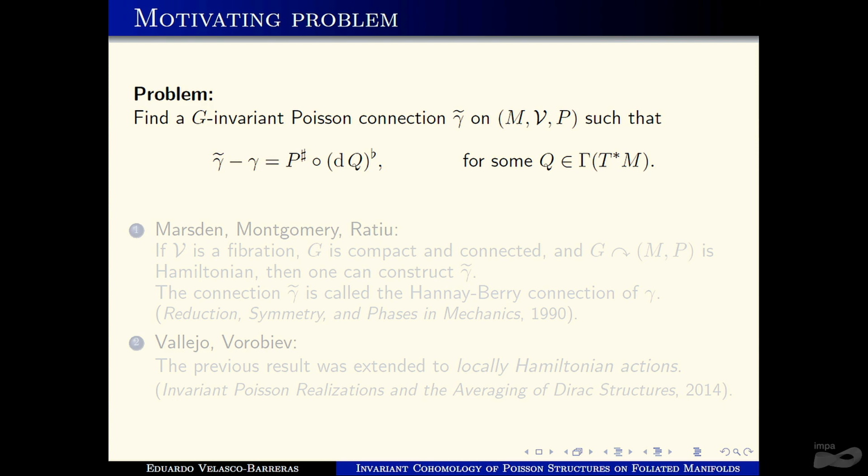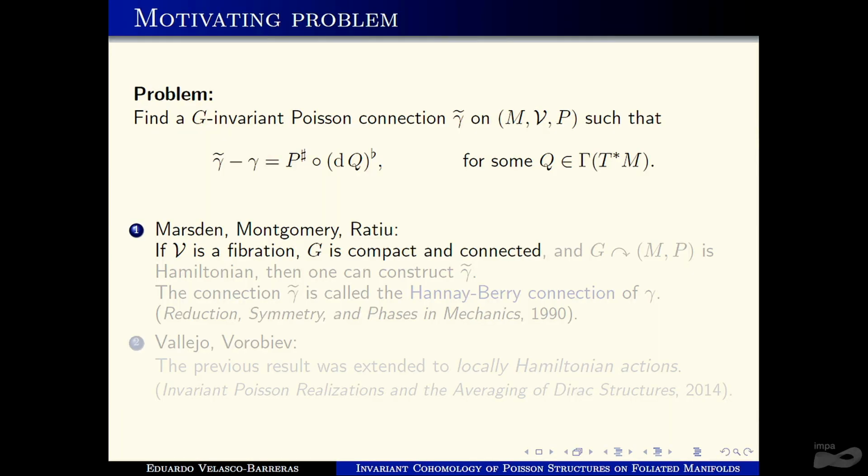It was studied by Marsden, Montgomery, and Ratiu in the early 80s. They show that if the foliation is given by the fibers of a surjective submersion and the acting Lie group is compact and connected and acts in a Hamiltonian manner, then we can construct this new connection gamma tilde by just taking the average of the original connection. So the G average of the original connection satisfies this relation.